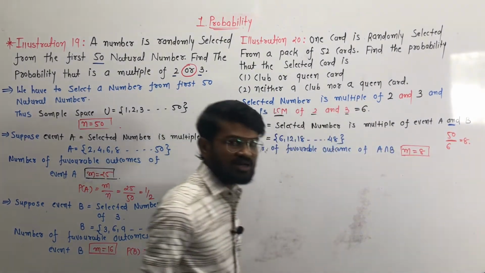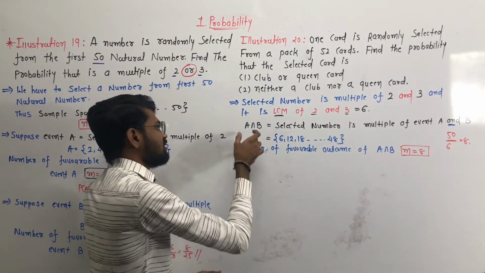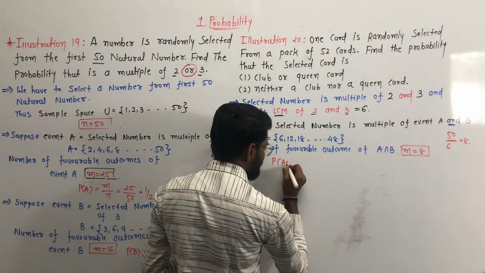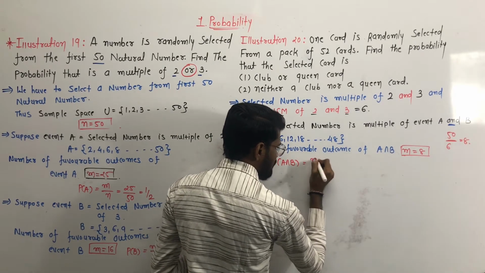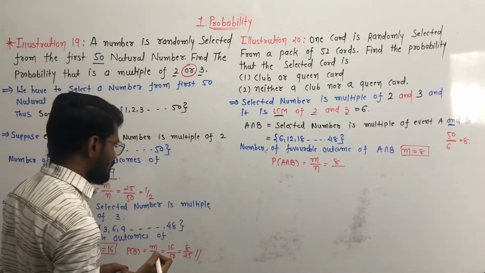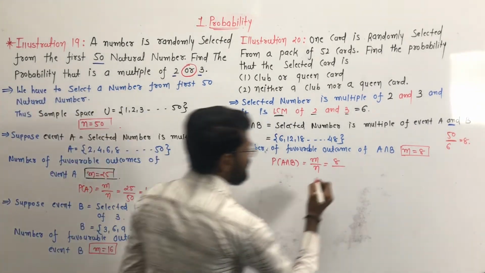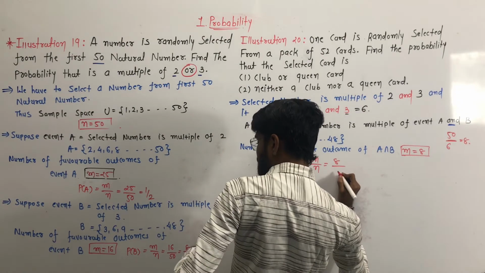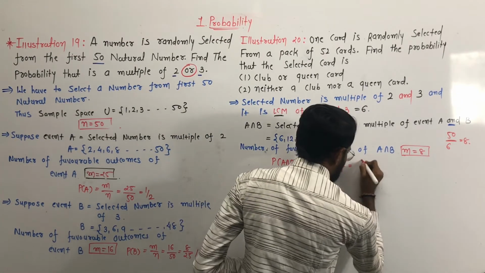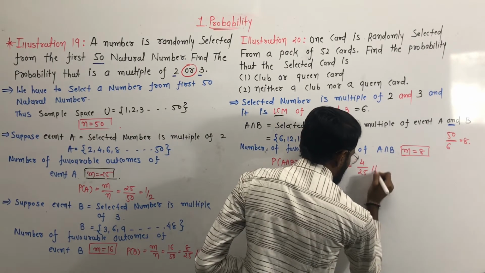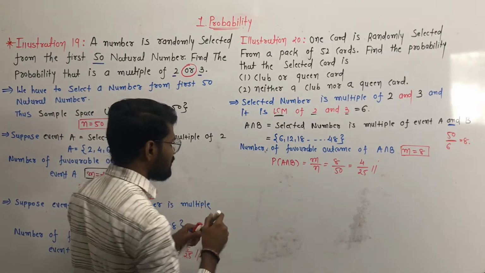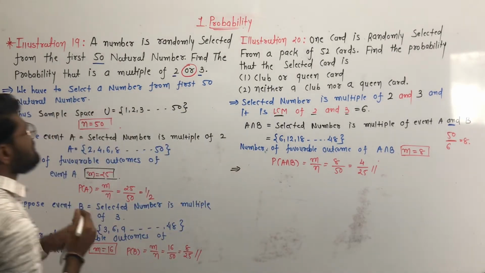Okay, now we can find the probability of the intersection of event A and B. Yes, probability of the intersection of event A and B is equal to M by N. Clear? Where M is equal to 8 and N is equal to 50. How will it be? So it is 4 by 25. 4 by 25. Clear?